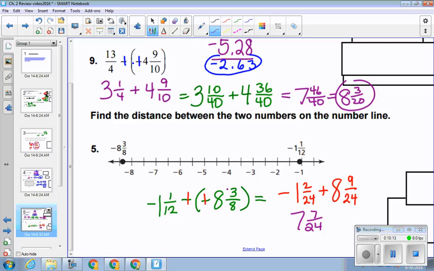It's positive because it's a distance. If you did end up subtracting in the other order and you got a negative, you would just write it as positive because distance is always positive.